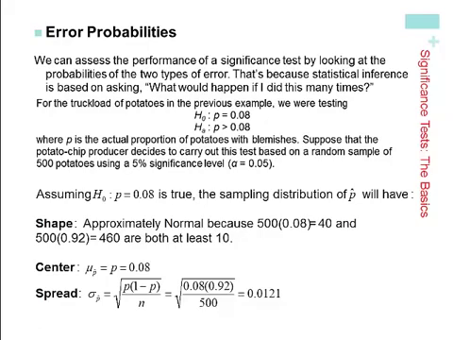Assuming that the null hypothesis is true, the sampling distribution of p hat will have a shape that would be approximately normal, because n times p and n times 1 minus p would both be greater than or equal to 10. The center of the sampling distribution would be our p value, which is 0.08, and the standard deviation would be equal to the square root of p times 1 minus p divided by n, or 0.0121.